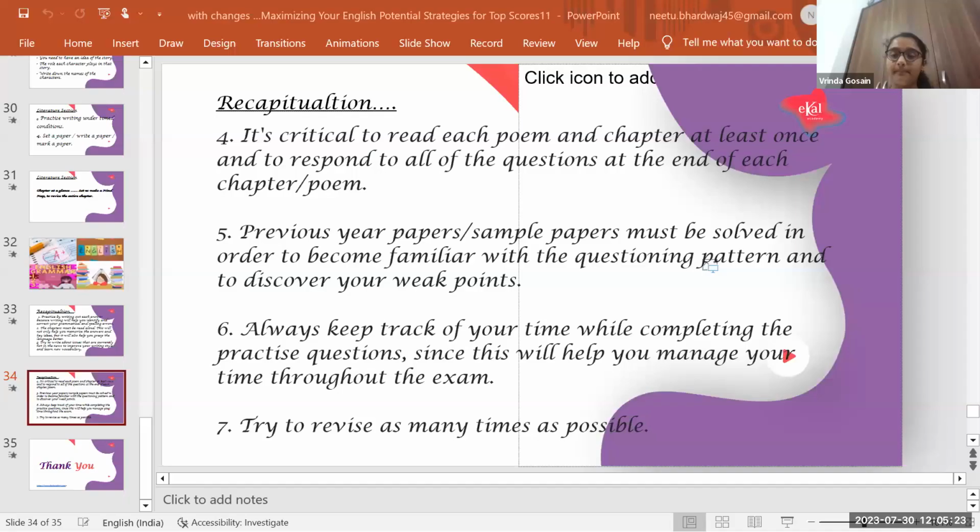Ma'am, instead of to the city, can we write towards the city? Can we write? I was not able to hear you. Yes, dear. Ma'am, I was asking that instead of writing to the city, can we write towards the city? Yes, beta. Ma'am, we can write to the city and towards the city also we can write.